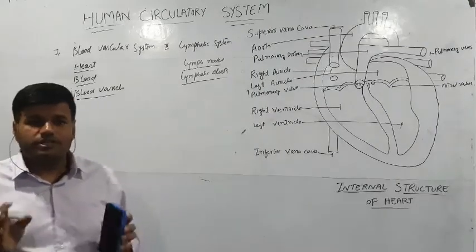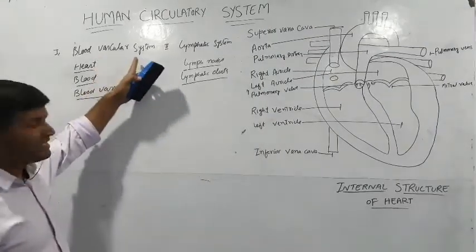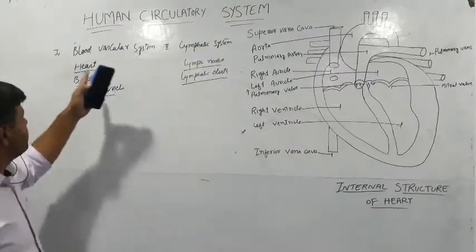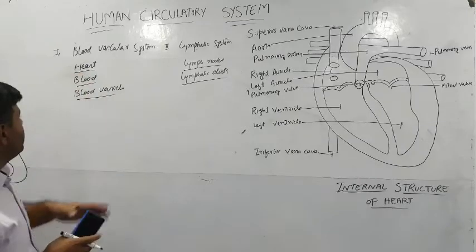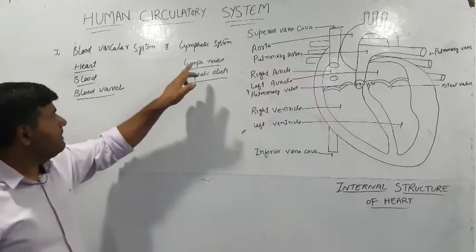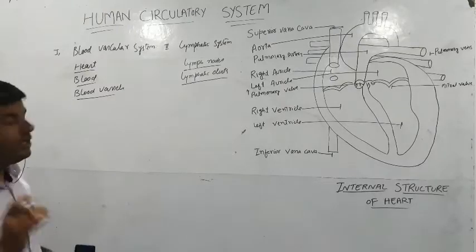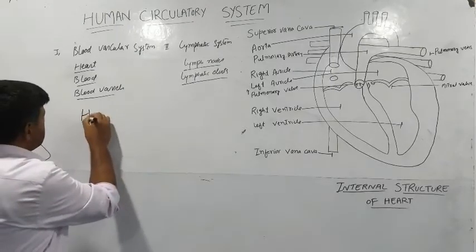Now, our circulatory system comprises the blood vascular system and the lymphatic system. The blood vascular system consists of the heart, blood and blood vessels. Similarly, the lymphatic system consists of lymph nodes and lymphatic ducts. Now let's talk about our heart.